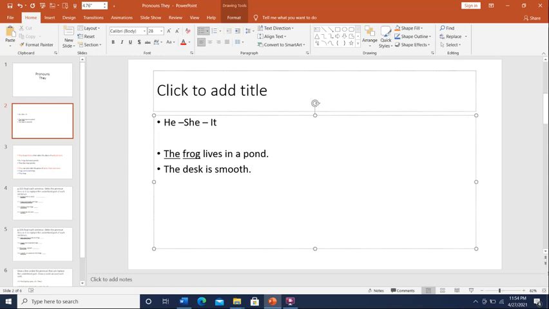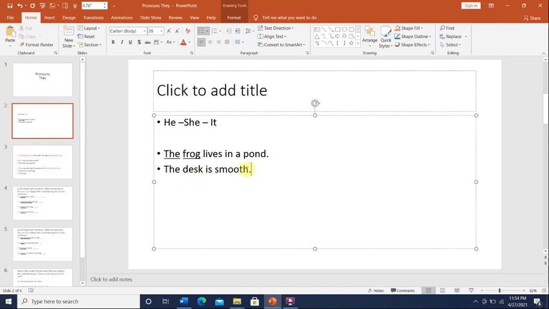Okay, but this is only for a thing, a singular thing. So here it said the frog. Okay, so that means it's only one frog. The desk, it's only one desk. So it is used to replace a singular noun that is a thing. Okay, so if there's only one thing, we replace it with it.